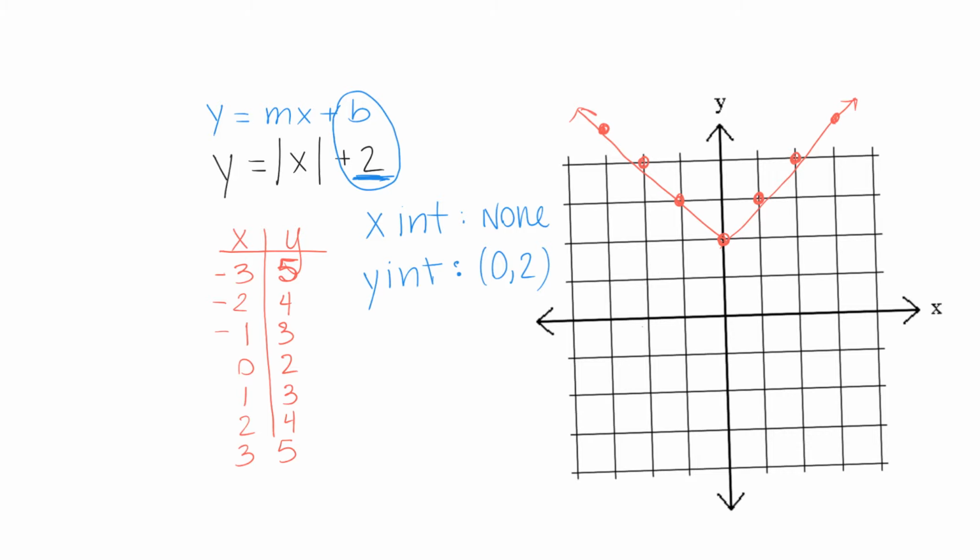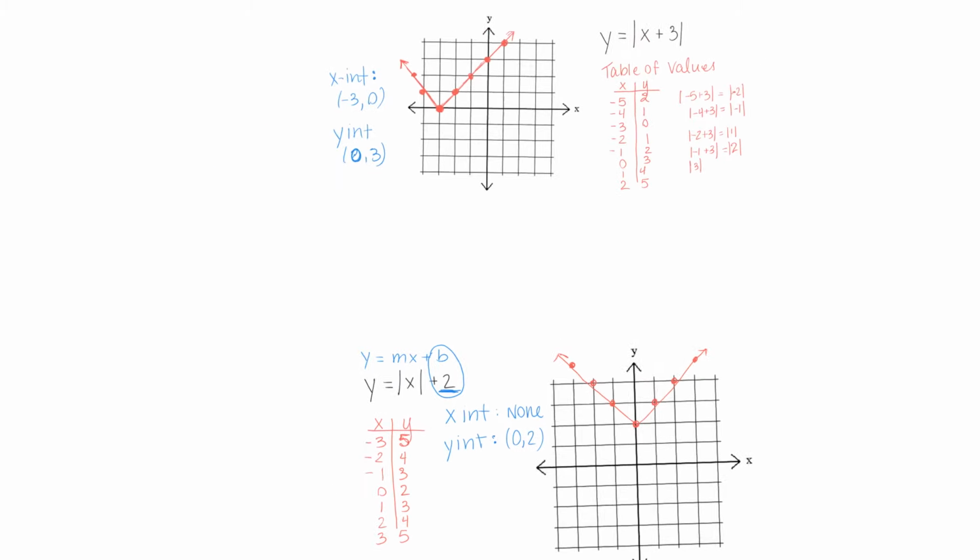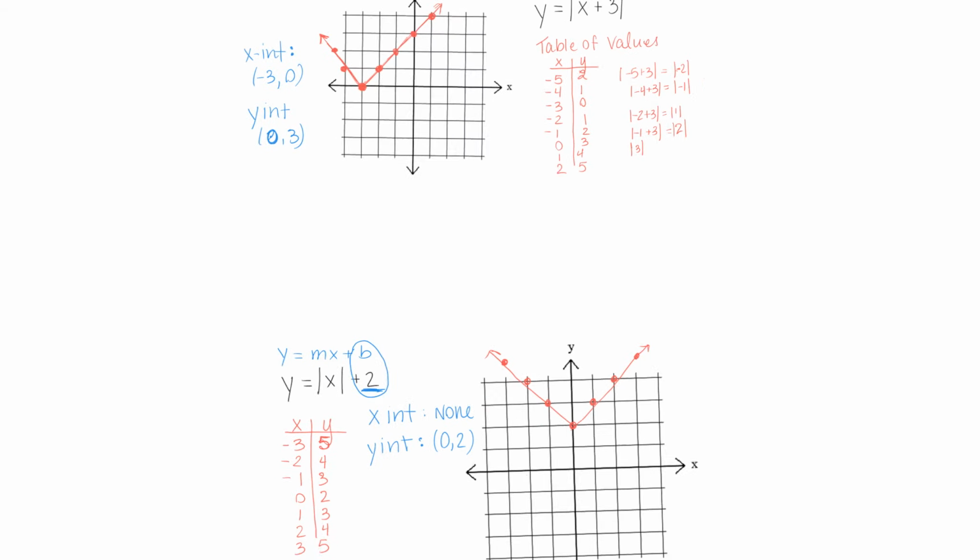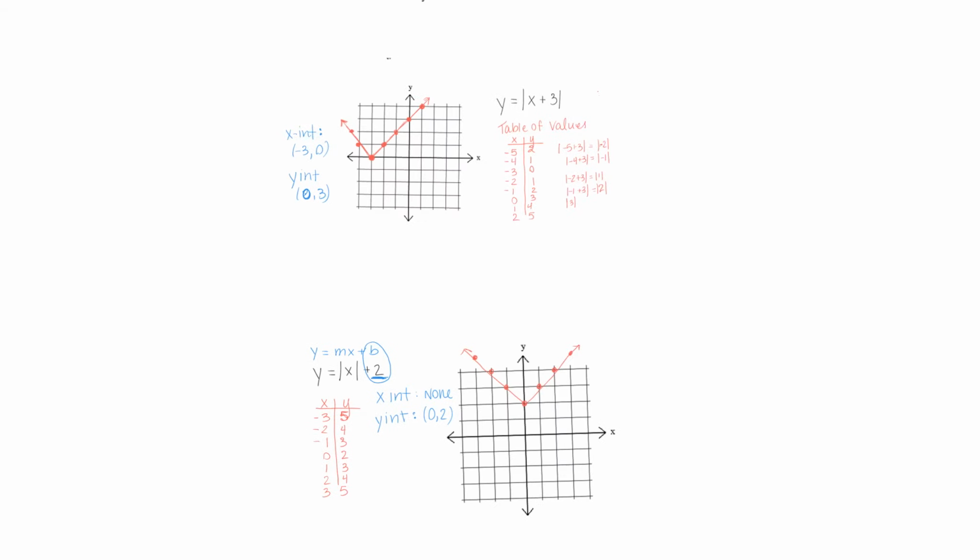So you'll notice that this is very similar to the quadratics we've looked at. I hope you can see that. I know that's small, but here's what I want to point out. Over here, we added or subtracted a number inside the bars, and it moved our graph left and right, like from the center, right? It moved it over here. And on this one, we added a 2 outside of the bars, and it moved our V up. Okay?